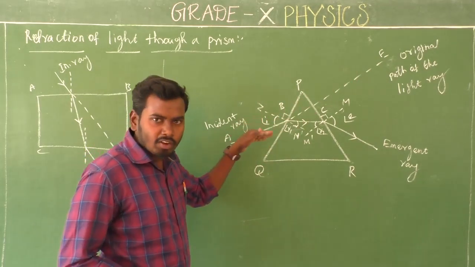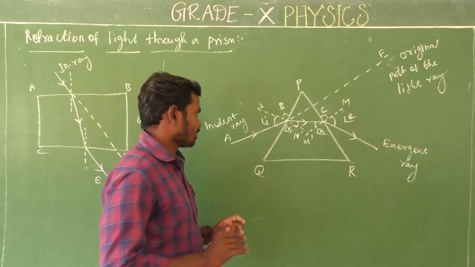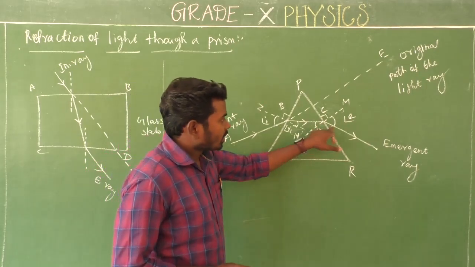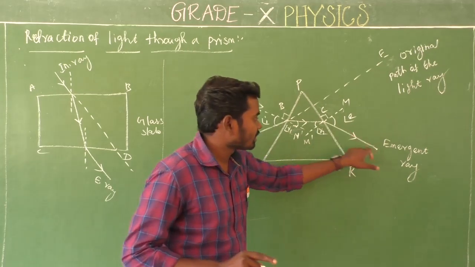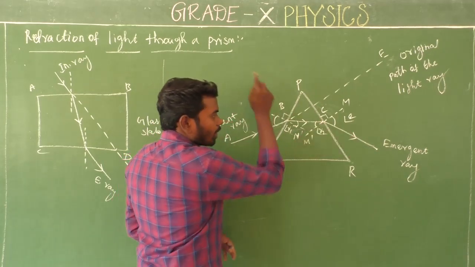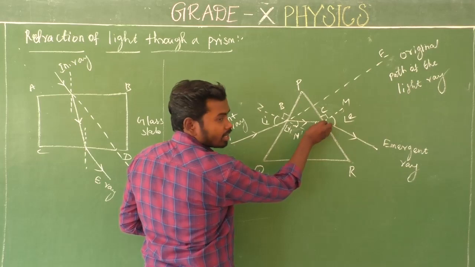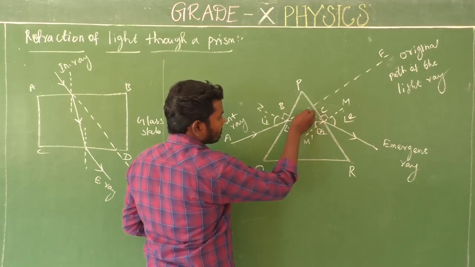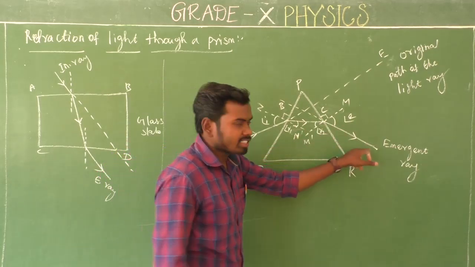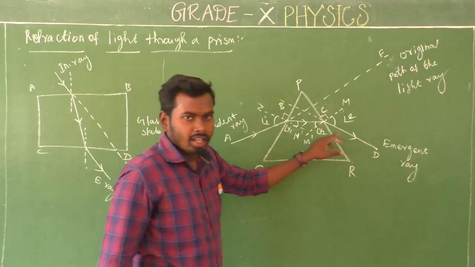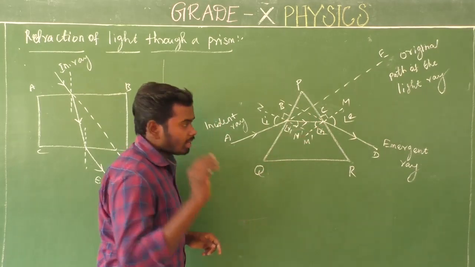So due to the presence of the glass prism, light bends like this and again bends like this. Look at here. This is the emergent ray. Very simple. Now extend this emergent ray backside, like this. Consider this CD. CD is the emergent ray. Extend this emergent ray backside. Very important one.